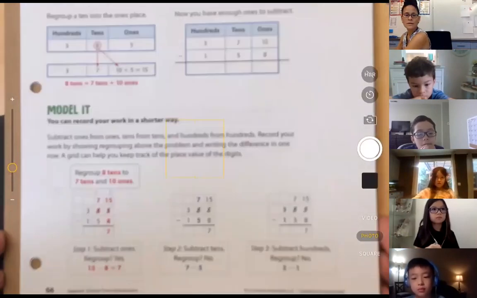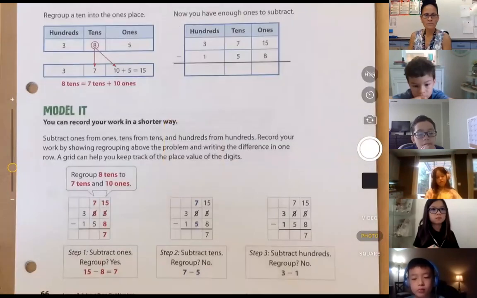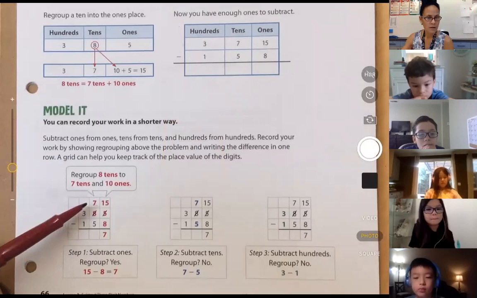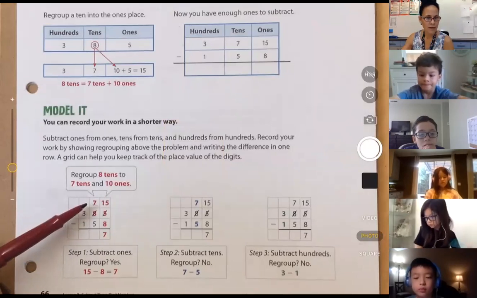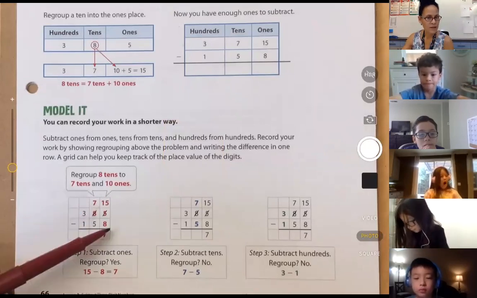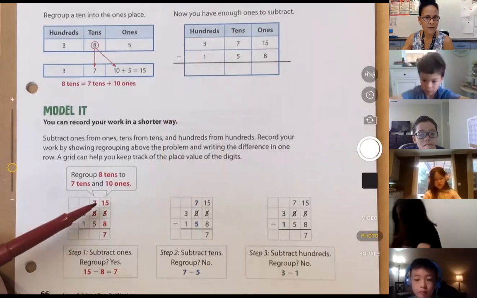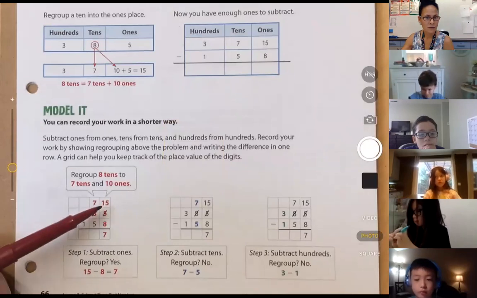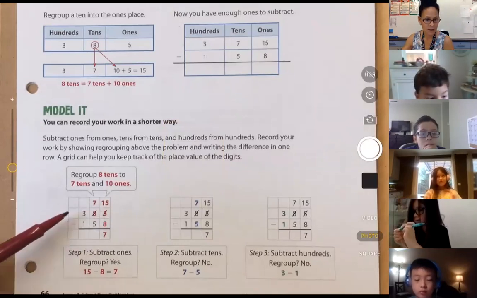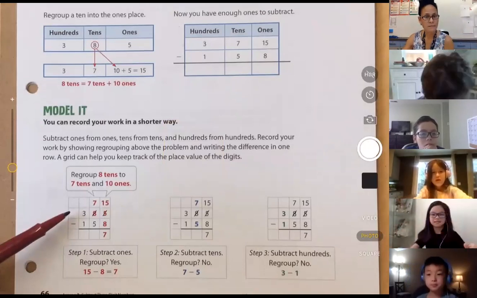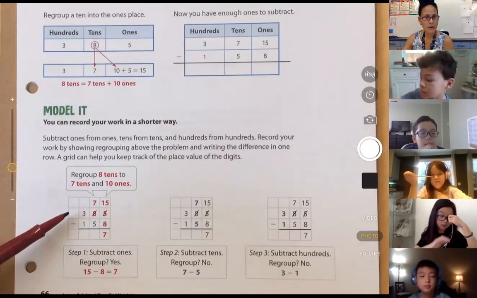So on here, you can see, again, the same problem, showing it regrouped. You have that same 385, showing you're reducing the 10 by 1, and you're increasing the 1 by 10. The value of this top number remains unchanged. You're just regrouping it. All right?